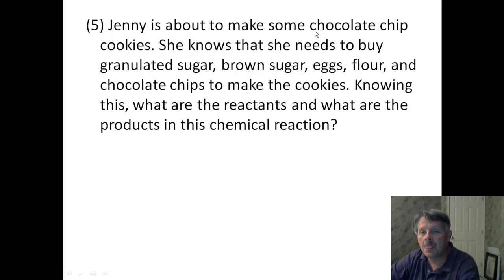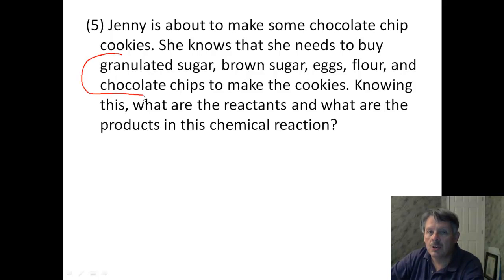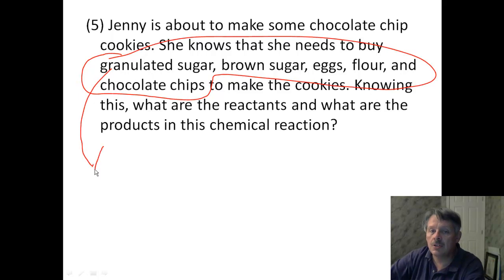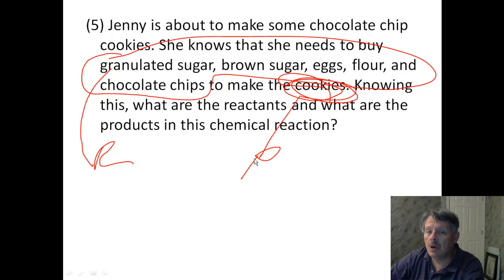Jenny's about to make some chocolate chip cookies. She knows that she needs to buy some granulated sugar, some brown sugar, some eggs, some flour to make all the cookies. So all of these things are reactants. What are my products? Well, the cookies. Excuse me, her cookies, but I will eat them. So the reactants are what she needs to make the cookies.